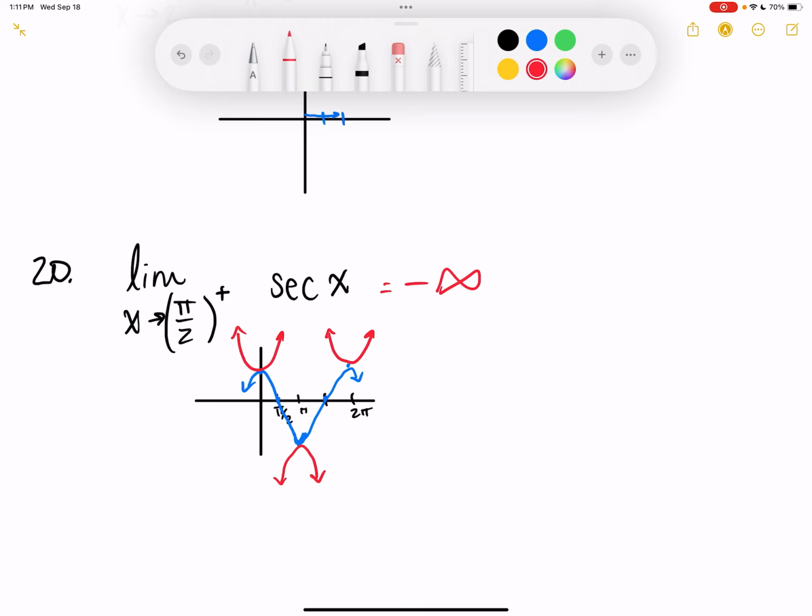So as I approach pi over 2 from the right, that's what I've written in green here. It's kind of hard to see what's happening. It's getting negative. Yes, so it's going to negative infinity. I just had to visualize how the cosine went to remember how the secant went.